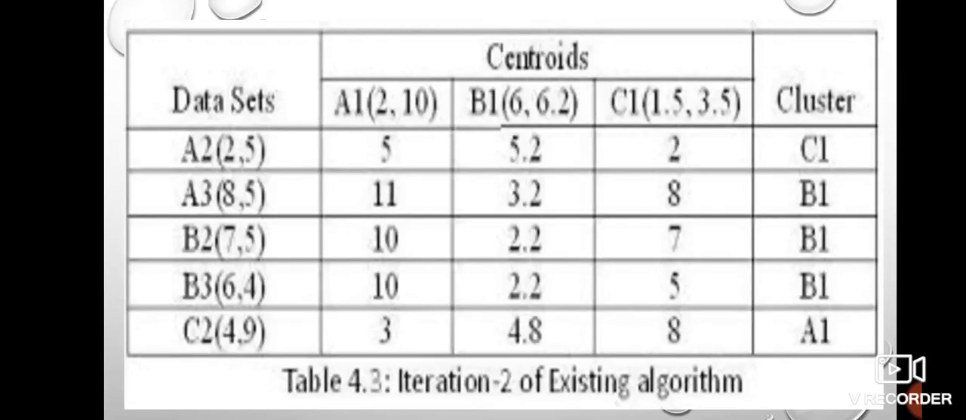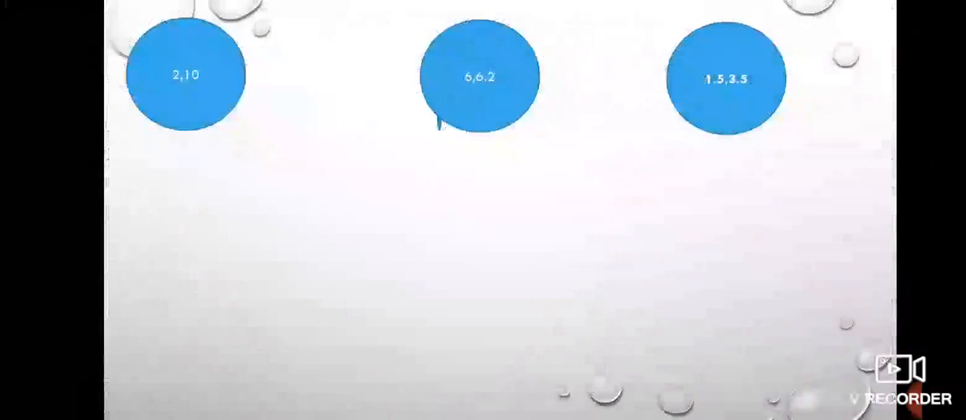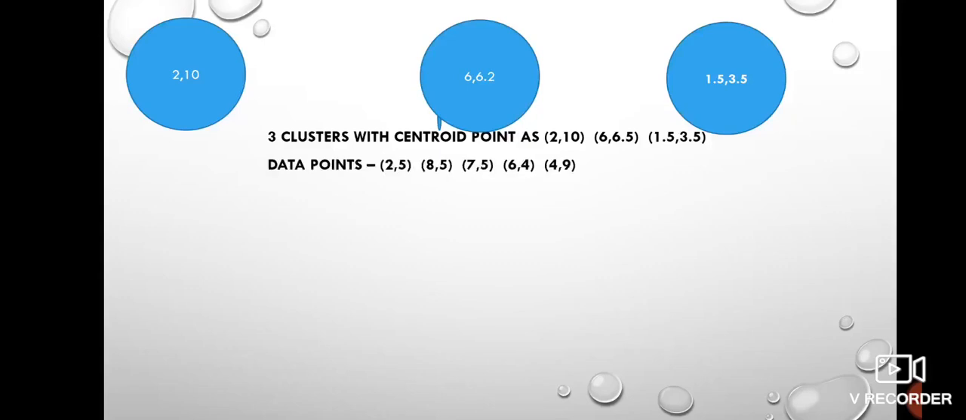Okay, so let's consider the first data points, that is 2 and 5. Here I am having the 3 centroid cluster. I am doing the diagram of the previous table, centroid A1, B1 and C1 as 3 clusters, and I am giving the centroid point.